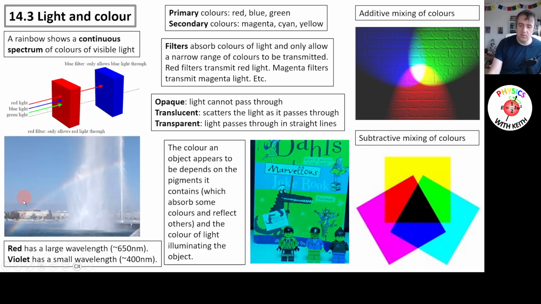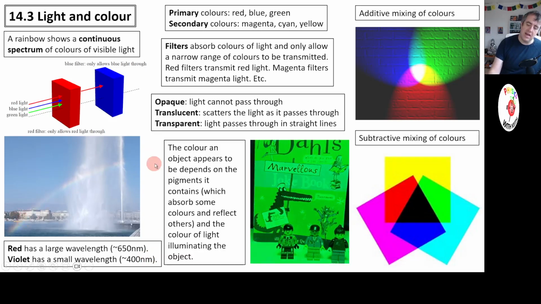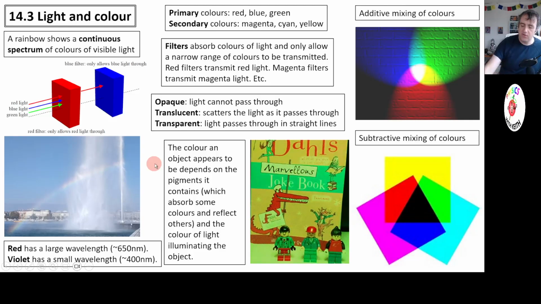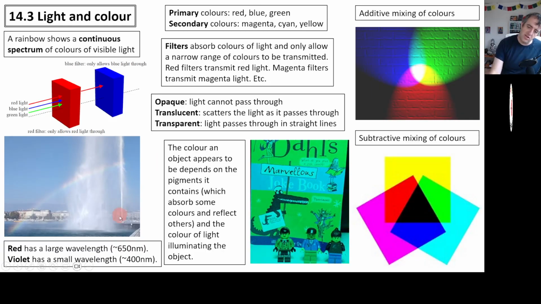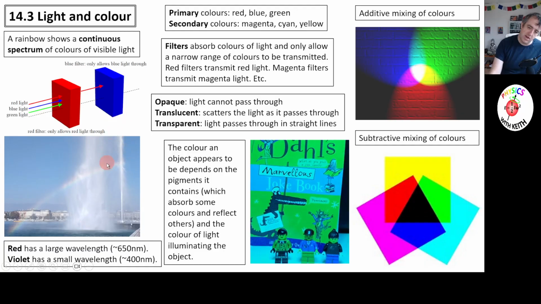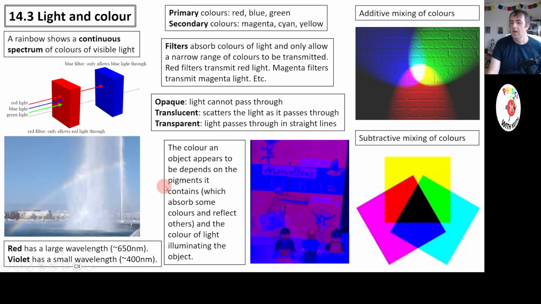And there's a rainbow. This was taken on one of our annual trips to Geneva to see the Large Hadron Collider. In my school, we go there every year, and this is the Jet d'Eau in Geneva. And you get some really beautiful pictures if you stand in the right place.